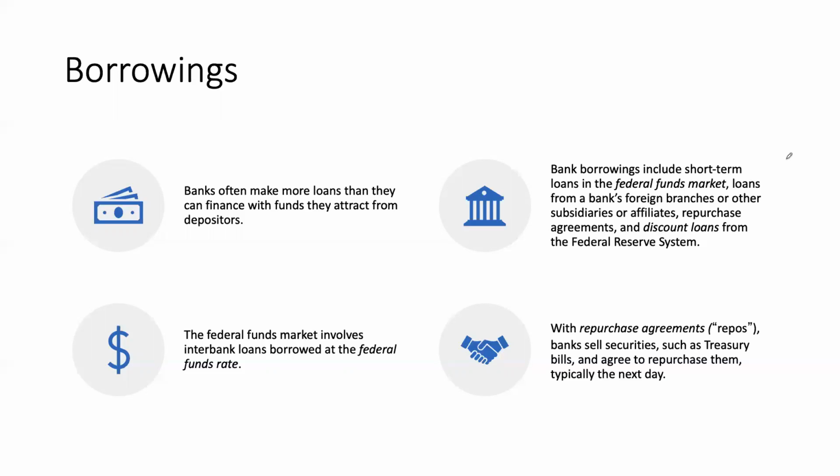So banks end up borrowing in a variety of different ways, from each other in the federal funds market. That's the interbank market, where banks borrow and lend to each other overnight, short-term deposits, small amounts of money, sometimes larger amounts of money. And the reason why this market even exists is because of what is known as the reserve requirement.